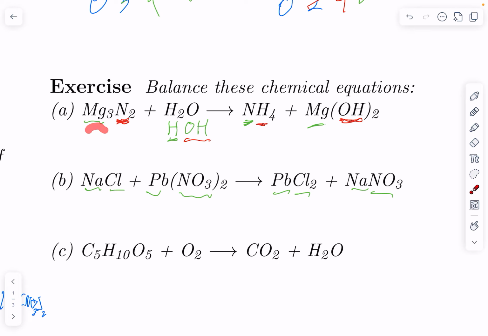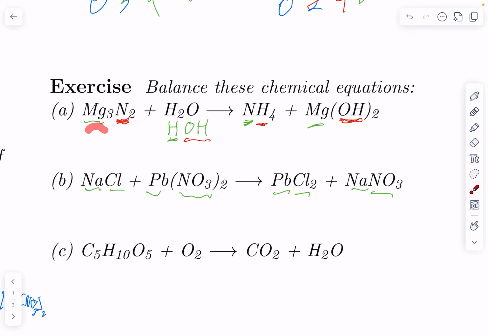Again, for B, I've underlined the ions. Sodium, chlorine, lead, nitrate. Lead, chloride, sodium, nitrate. And then this one is a typical kind of combustion reaction. It's a combustion of ribose.